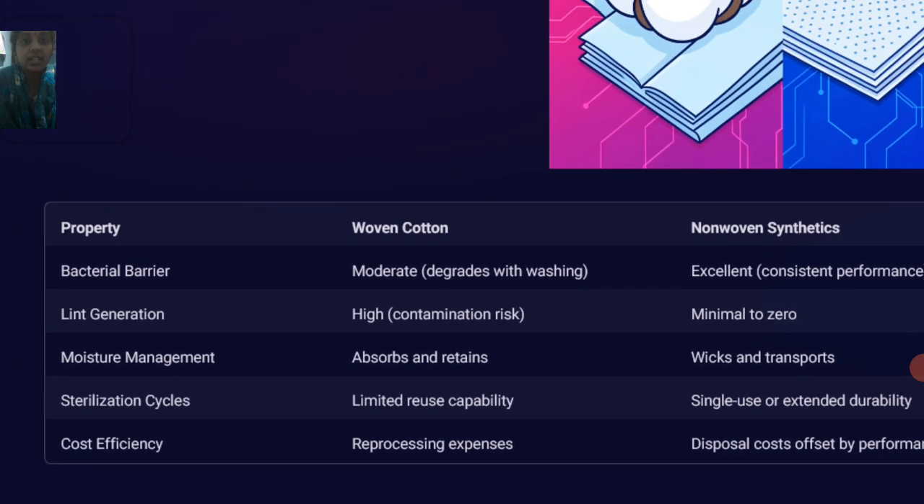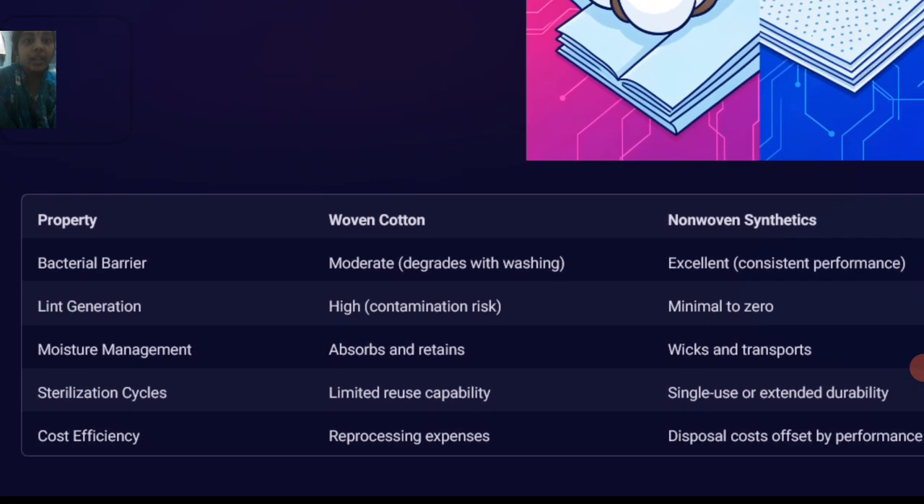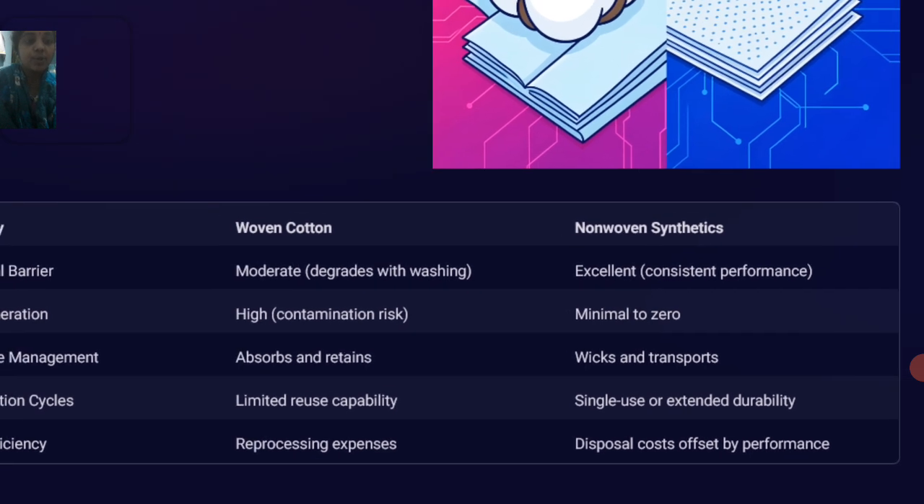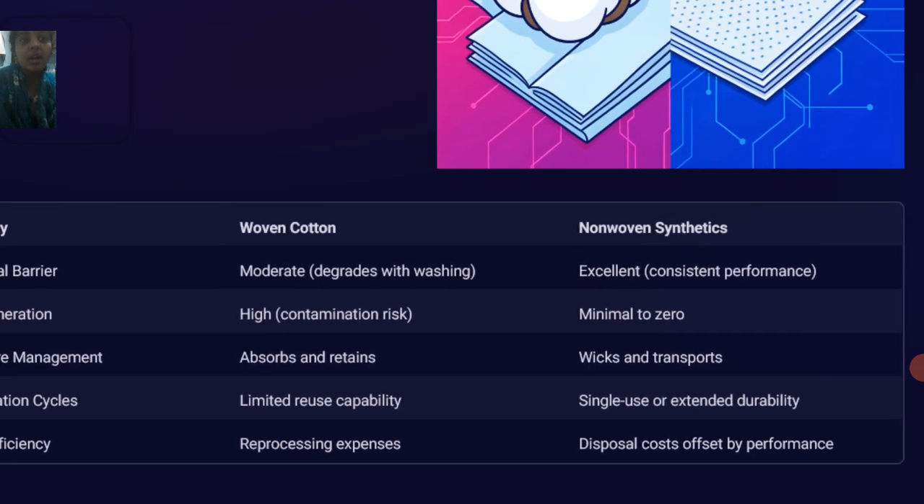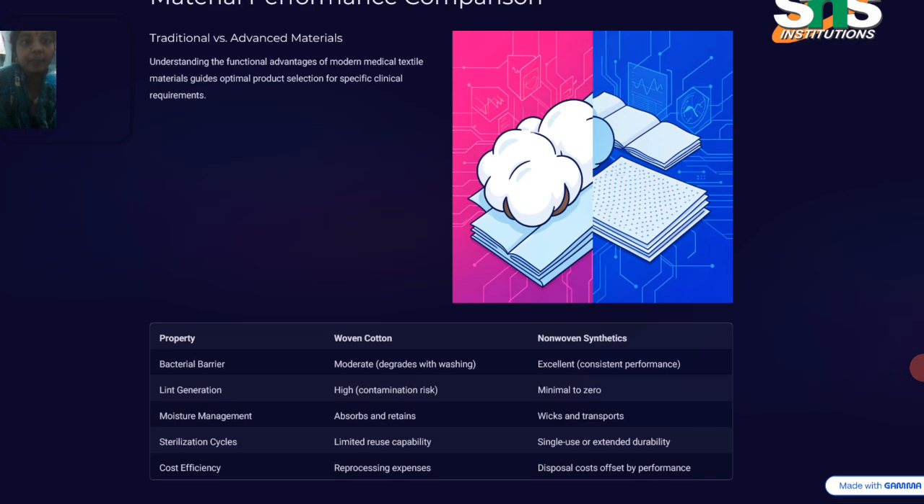Next is sterilizing cycles: limited reuse capacities for woven, single use or extended durability for non-woven. Cost efficiency: reprocessing expenses, and disposable costs affected by performance. Those are the main comparisons between woven cotton and non-woven synthetics.